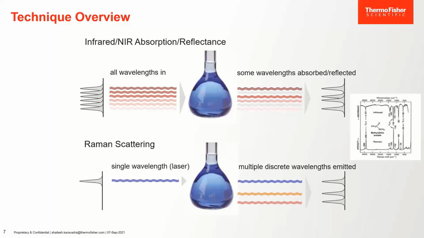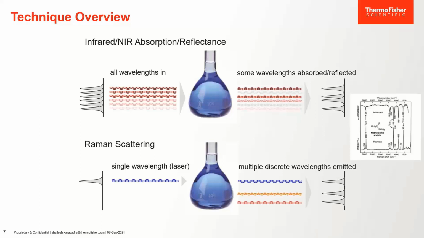Looking deeply at a technique overview, infrared and near infrared use different sources. Infrared typically uses a glow bar source which emits in the mid IR range, and the near infrared source is typically a tungsten bulb, very much like our visible light bulb, which emits the near infrared wavelengths. When we look at an absorbance or a reflectance technique, you have a source which emits in multiple wavelengths, you have a sample, and then at the end you have a detector which either looks at the transmitted light or a reflected light, and depending on that you have an absorbance or a reflectance spectrum.